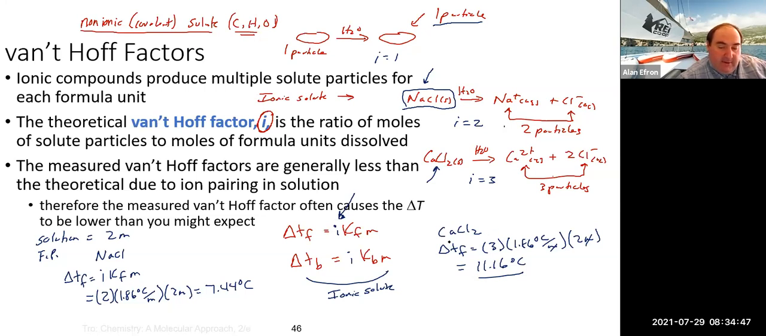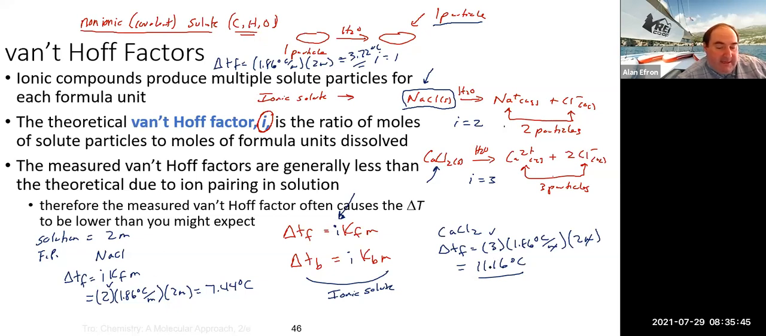So this solution will now freeze at somewhere near minus 11.16 degrees. The only difference is the number of particles dissolved in there. 3 is more particles than 2, so more things in the way, affecting our freezing point by making it lower than it would be with only 2, and obviously lower still if it was a non-ionic compound, where the change in freezing point would be 1.86 times 2 molal, as i would equal 1 in that case. 1.86 times 2 gives us a 3.72 change in temperature. So for a solution that was 2 molal, 3.72 would be the change in freezing point, or minus 3.72 if water at 0 degrees Celsius was what we're dealing with.